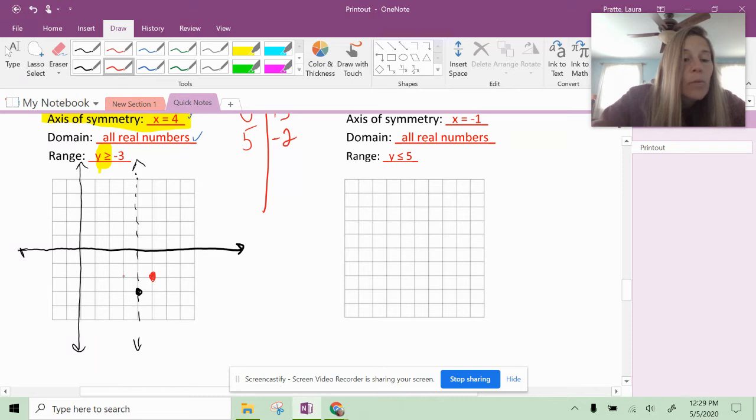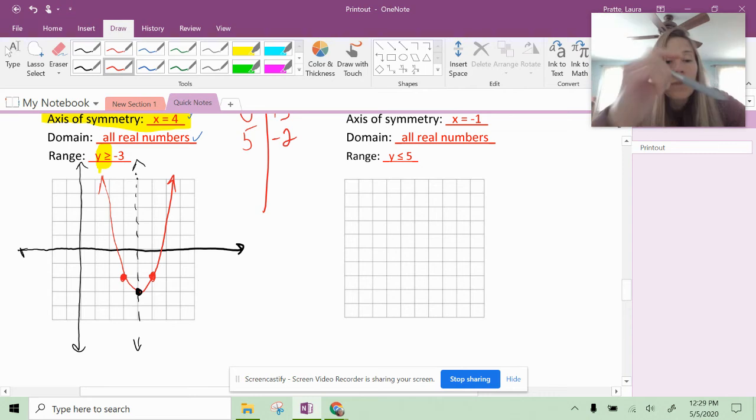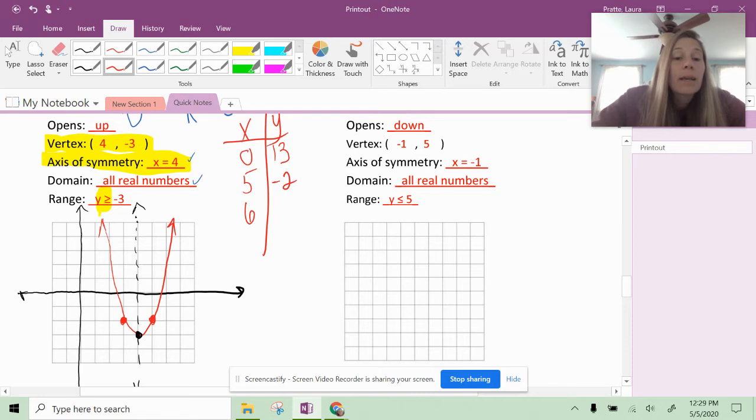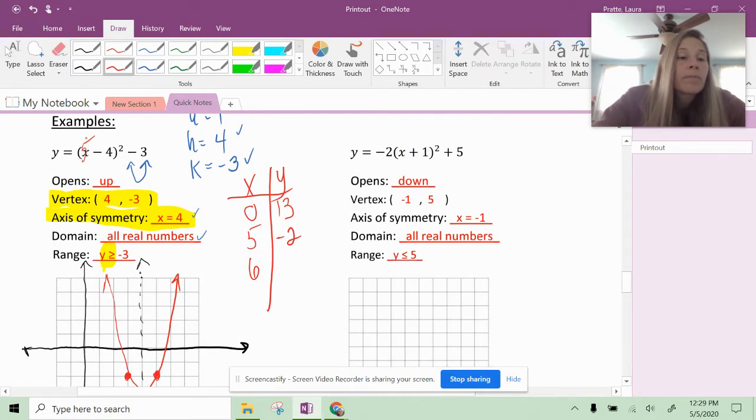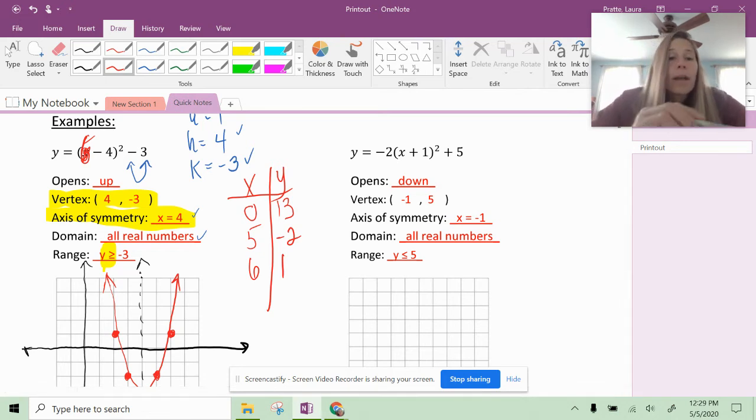So now I'm just going to plot one on the other side of the axis of symmetry that's the same distance away, and then I can make my parabola. Now you didn't have to pick 5, you could have picked something else. So we could always check, like what would have happened if you picked, let's say, 6? If you picked 6, 6 minus 4 is 2, 2 squared is 4, and 4 minus 3 is 1. So you should have had the point (6, 1), which would have been right there, and then right there. So pretty good. And that's it for that. All right, so let's take a look at the next one.